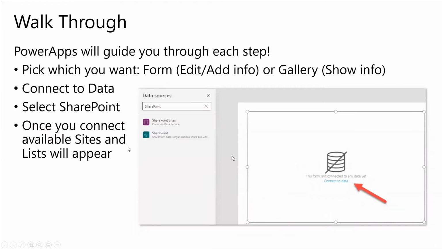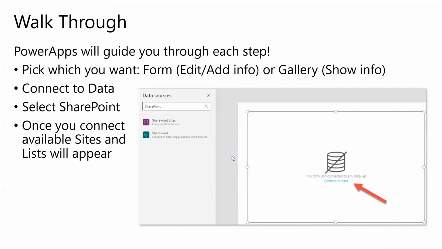It will guide you through each step. You're going to be able to pick what you want. If you use a form, that's going to be your edit view. That will be the equivalent of new form or edit form in SharePoint. Or a gallery would be the equivalent of your all items view in a SharePoint list, that default all items view.